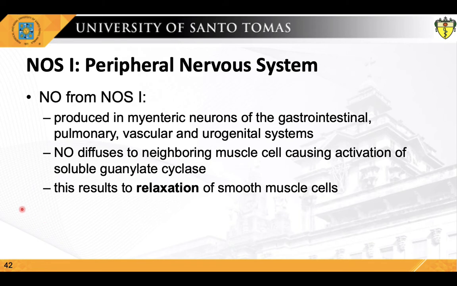Let us now look at the role and functions of nitric oxide synthase 1 in the peripheral nervous system. Nitric oxide is produced by nNOS1 in the myenteric neurons of the gastrointestinal, pulmonary, vascular, and urogenital systems when activated by influx of calcium. NOS1 is activated in these systems by the influx of calcium through voltage-gated channels. It diffuses to neighboring muscle cells, causing activation of soluble guanylate cyclase. This relaxes the smooth muscle via the same mechanism as for vascular smooth muscle.